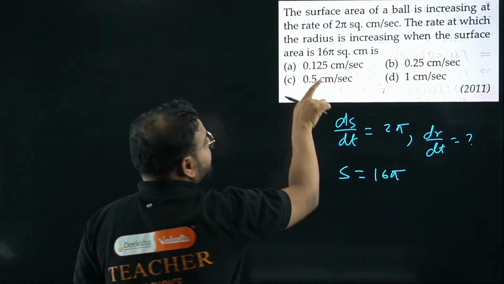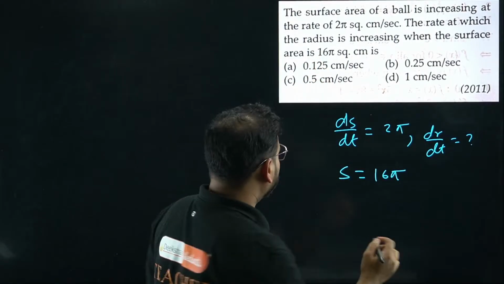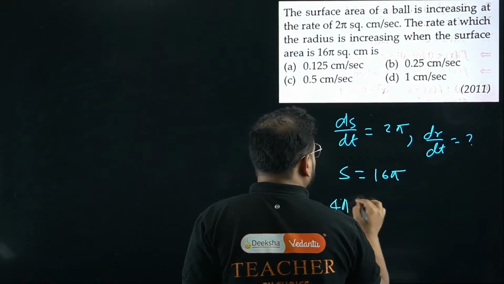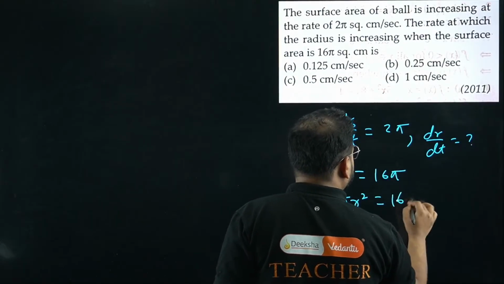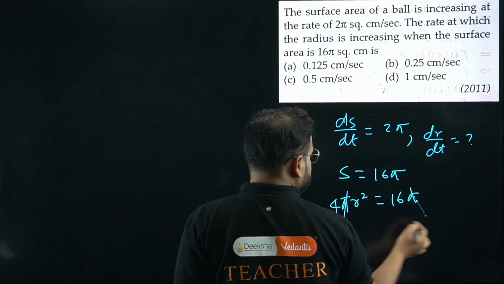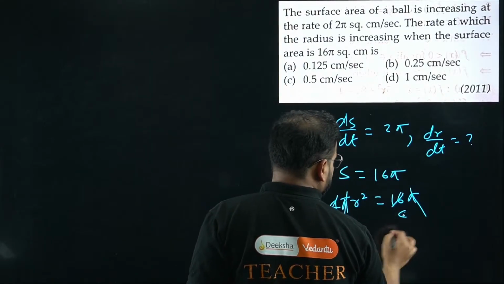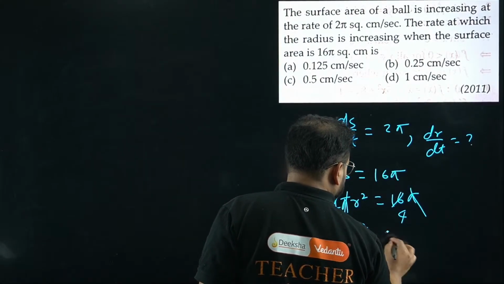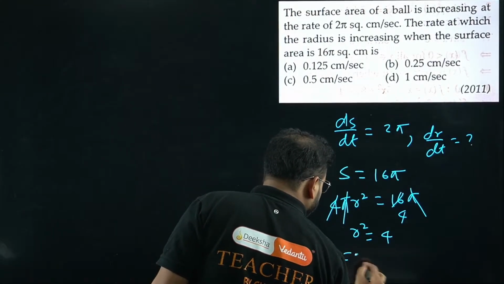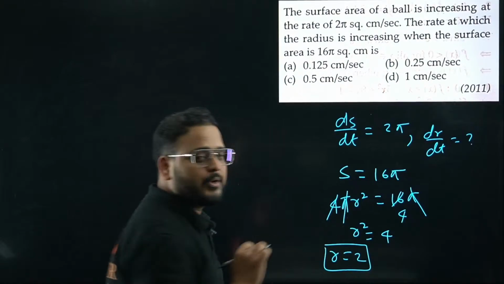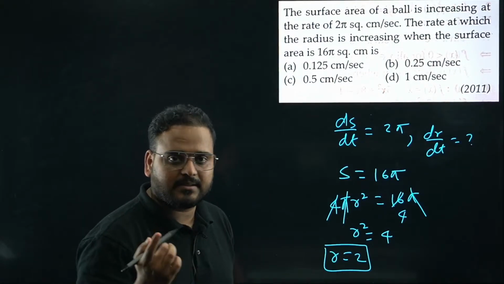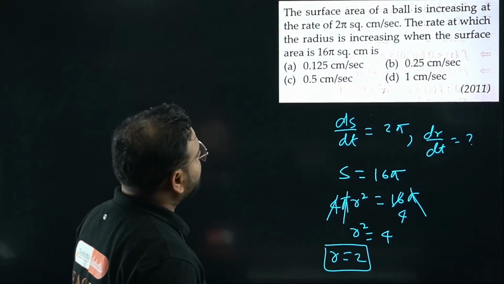It's a ball, right? It means 4 pi r square is the formula. Right here, 4 pi r square equals 16 pi. Pi is cancelled. 4 4s are 16. It means r square is 4. So radius, always positive, r will be simply 2. We cannot take minus 2, right? Radius, length, all is positive. I'm looking for dr by dt.